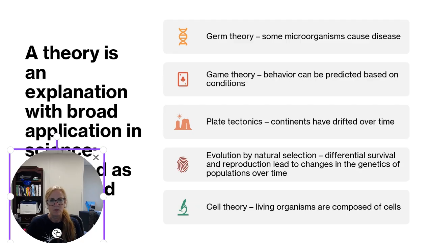Well, germ theory is one. In germ theory, it suggests that some microorganisms can cause disease. We have game theory. So when you're thinking about things like competition for mates or food or habitat, game theory is behavior that can be predicted based on certain conditions. So again, like if animals are competing, they're going to behave differently than if there's ample resources and there's no competition. Plate tectonics explain a lot in science.